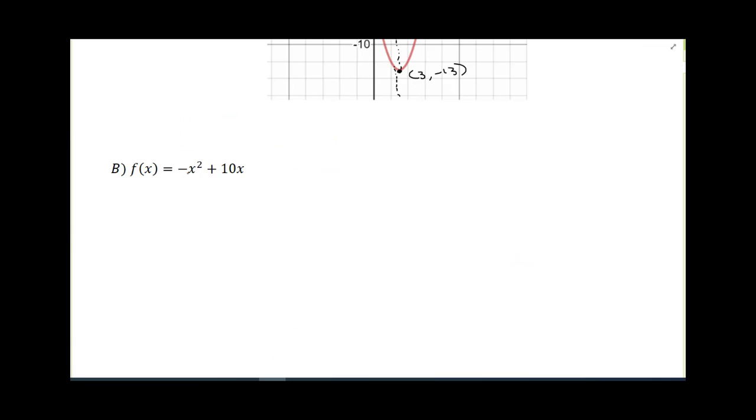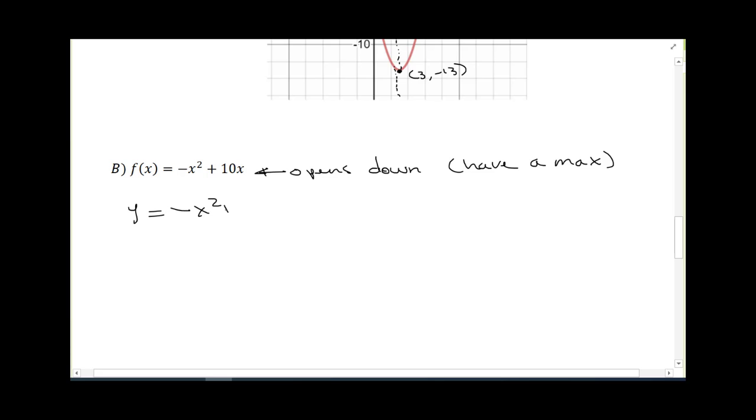Okay, so in this one, we have a negative. As we discussed above, this opens downward, which means we have a maximum at the vertex. So we need to find the vertex. Now, let me pause here. If you're going to graph it, notice that this is y equals negative x squared plus 10x.